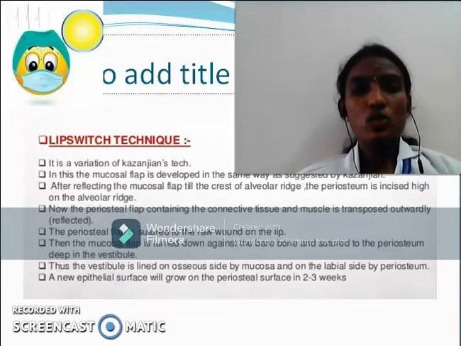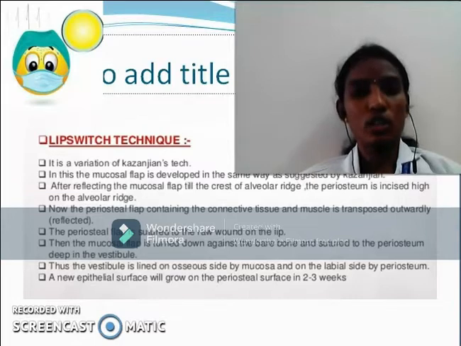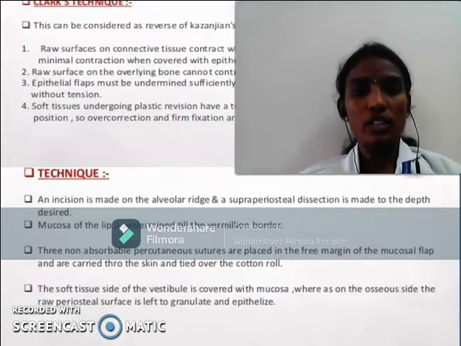The periosteal flap is sutured to the raw wound on the lip. Then the mucosal flap is turned downwards against the bare bone and sutured to the periosteum deep in the vestibule. Thus the vestibule is lined by the osseous side of the mucosa and the labial side of the periosteum. New epithelial surface grows over the periosteal surface in 2 to 3 weeks.